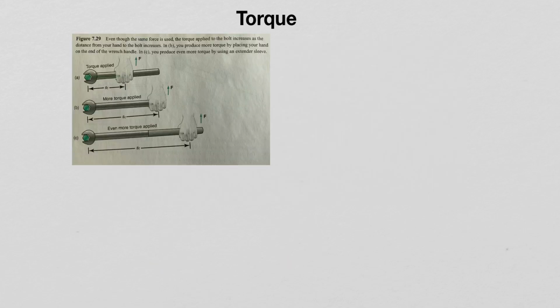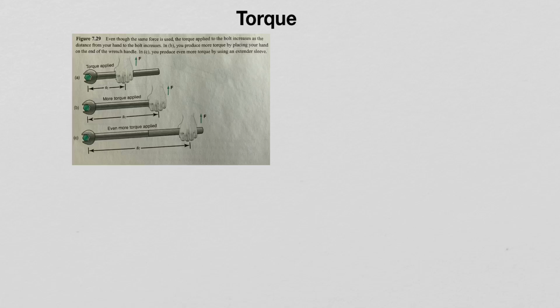Here is an illustration of the dependence of torque on the force that's applied and the distance from the point of rotation. So here we have a wrench that's used to tighten a bolt. And so the point of rotation, or the axis of rotation, is the center of the bolt. For the force that's applied here in those three situations, which is constant, the greatest torque is generated when the distance from the axis of rotation is the greatest.